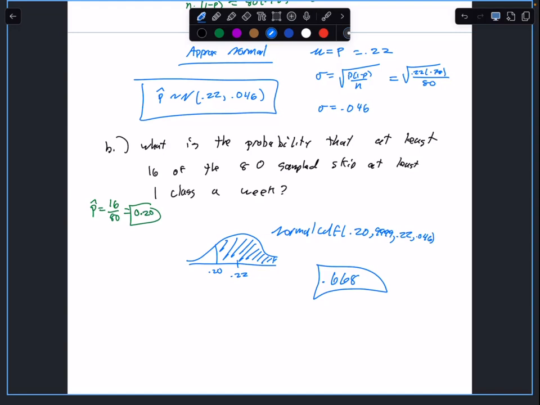There's about a two-thirds chance that I'm going to get at least 16 students that say, yeah, I skipped last week. I cut class. There's a 67% chance that at least 16 of them, that means 16 might say it, 17 or 18 or 19 or 20, all 80 students might say they skipped. That's possible. Very, very unlikely that all 80 say so, but that is a possibility. And that's what we're doing.